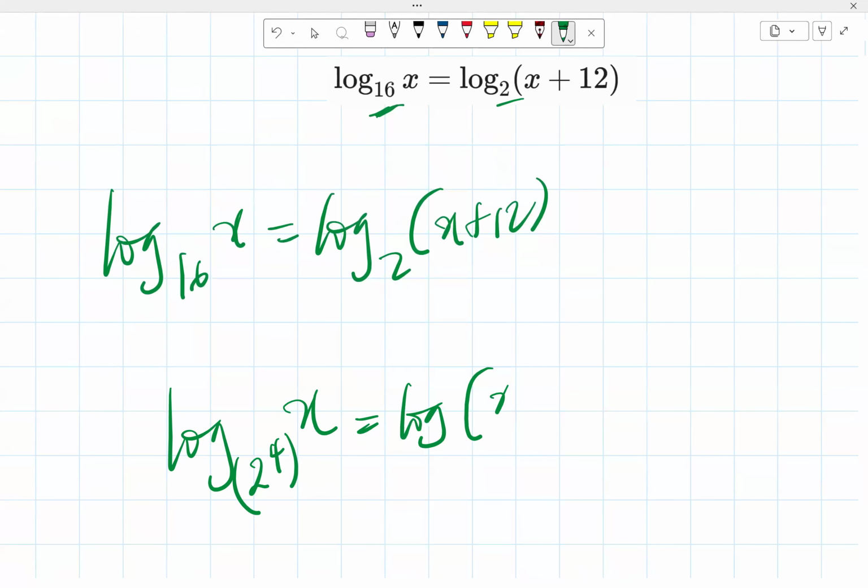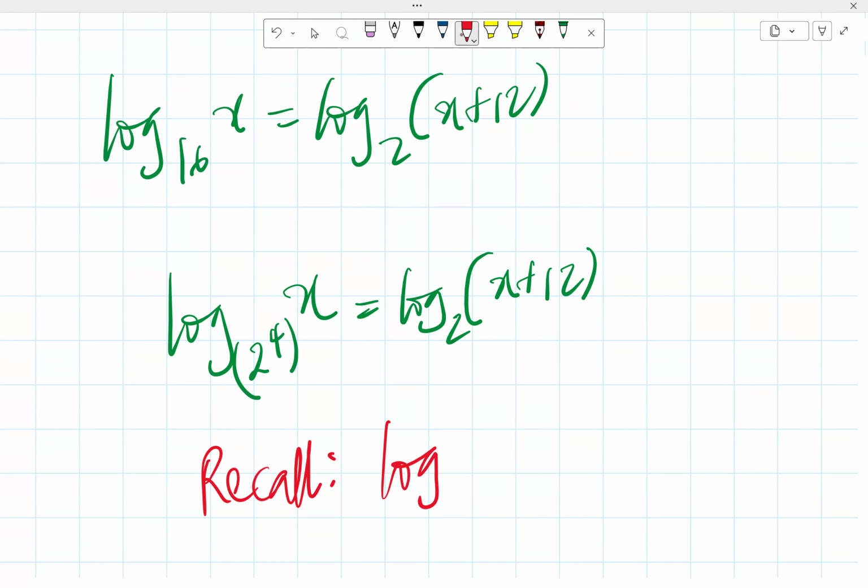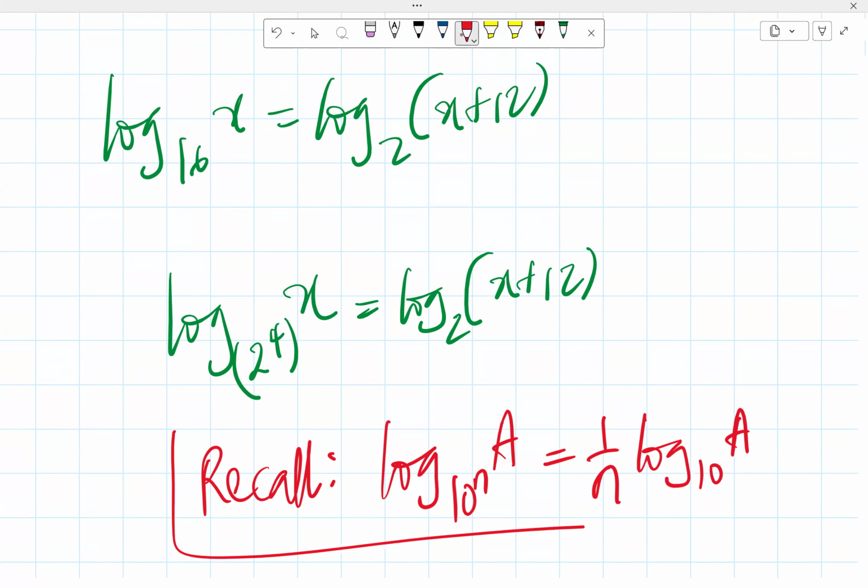Okay. And what did I say about this power? Recall, I once told you that when you have log a base 10 raised to power n, it's the same thing as, whatever the base may be, 1 over n log a base 10. Okay, so that's very useful, whatever the base may be.